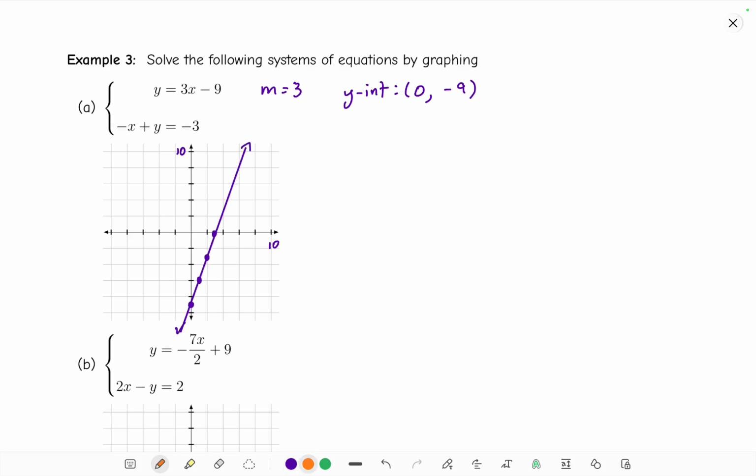Okay. Now we have negative x plus y equals negative 3. Well, this one is not in slope-intercept form, but it's not that hard to put in slope-intercept form. You add x to both sides, you get y equals x minus 3. So we get a slope of 1 and a y-intercept of (0, -3). So we start at (0, -3), and then a slope of 1.